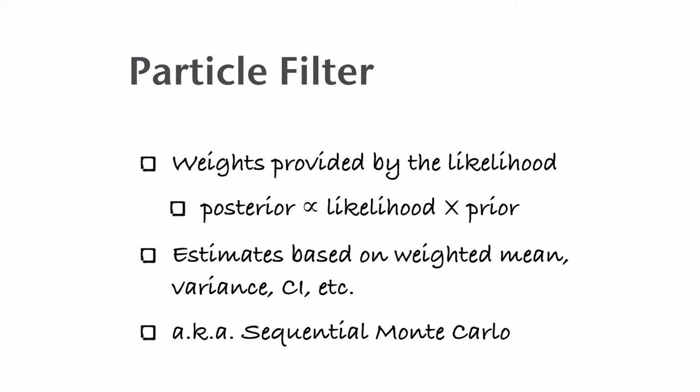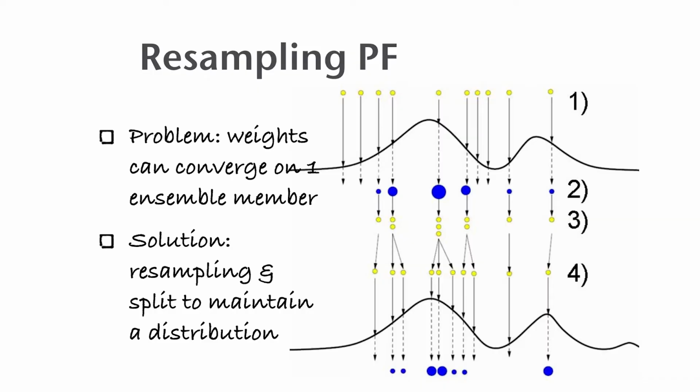In the literature, if you're doing this in a non-time series model, this is often also referred to as sequential Monte Carlo. Problem: weights can converge on one or a small set of ensemble members. So if I keep doing that process, those values that are near the middle keep getting lots and lots of weight, and those values that are out in the tails keep getting less and less weight.